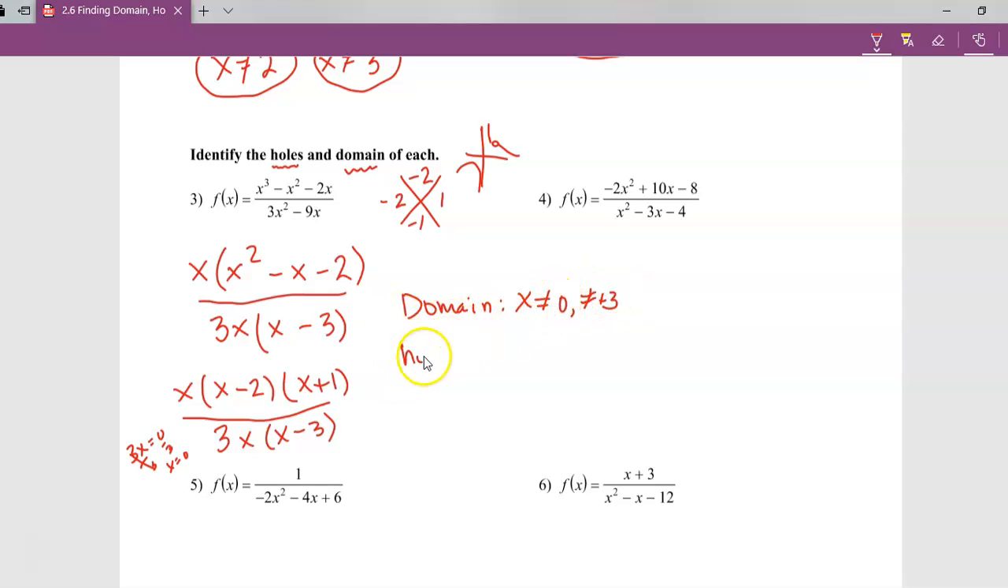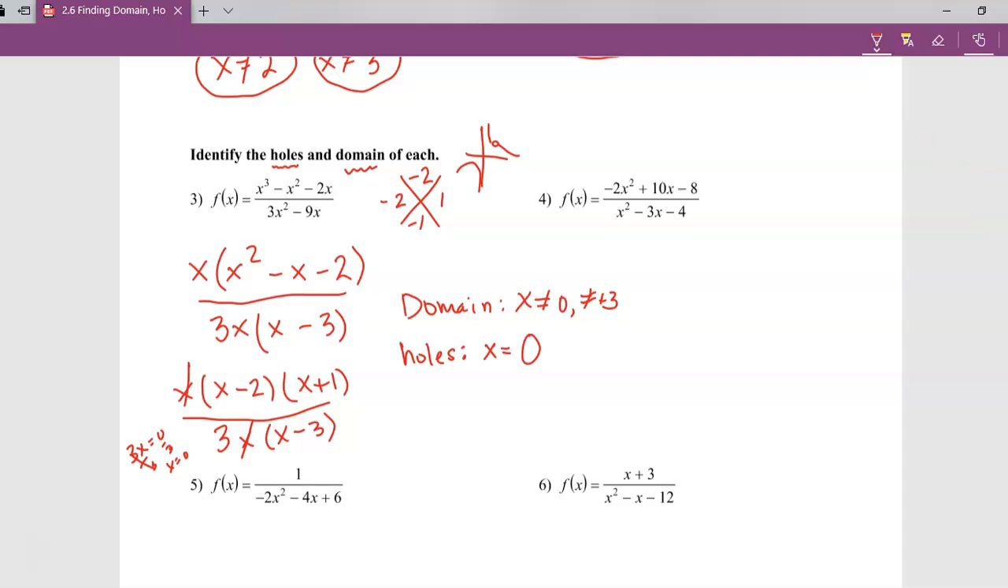As far as the holes go, holes are going to be occurring where factors cancel out. So because I have an x on the top that's going to cancel with an x on the bottom, there's going to be a hole at x equals 0. So it's the 0 for where that canceling out happens, right? So here we have a hole at x equals 0.